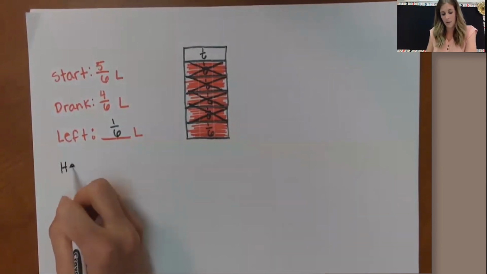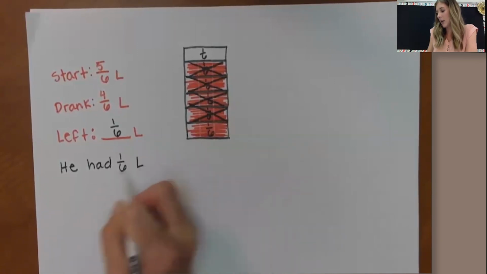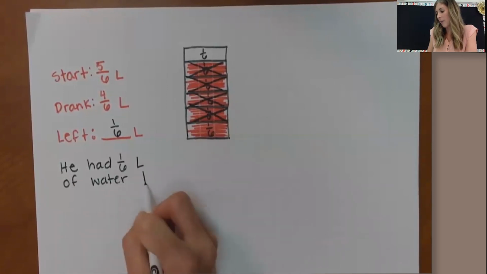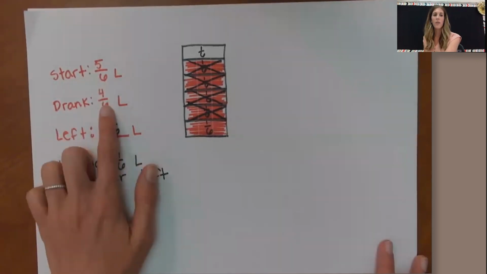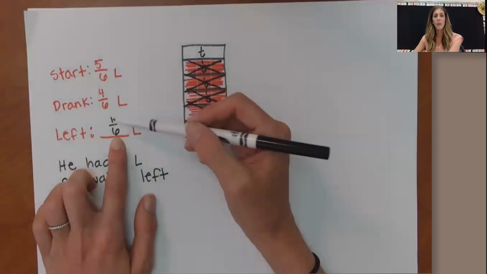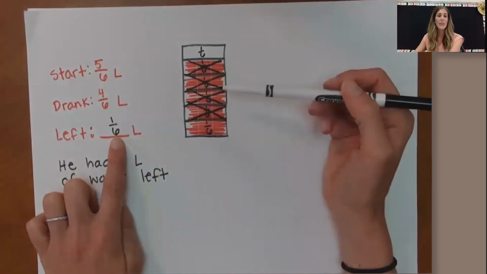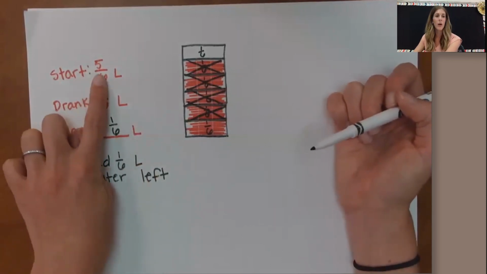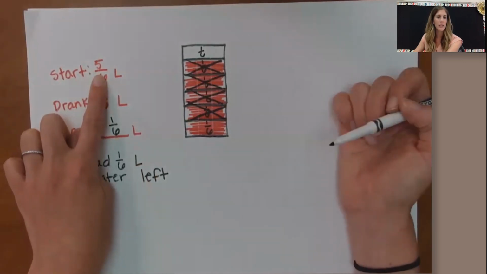He had 1/6 liter of water left. So if we go back and we look at all of these fractions, we notice that they all have a denominator of 6 because we were dealing with one whole water bottle being split into 6 equal parts. Let's look at this numerator 5. Where in our drawing do we see the 5 represented?